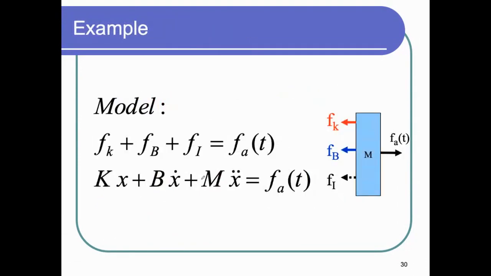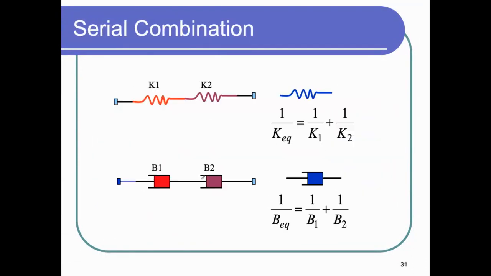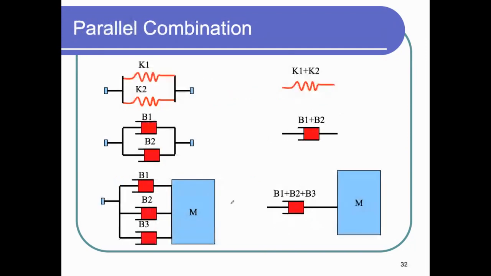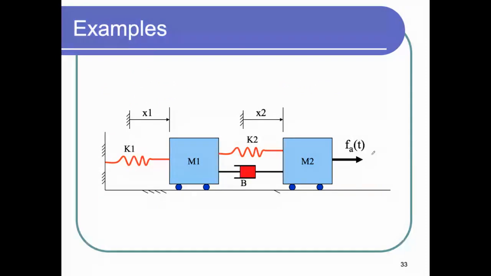Also, we mentioned something about serial and parallel combinations. For serial combinations, it's like parallel resistance in electrical systems. And for parallel combinations, here we have summation. It's like serial resistance in electric circuits. We have this example. This is the example we stopped at last time, right?